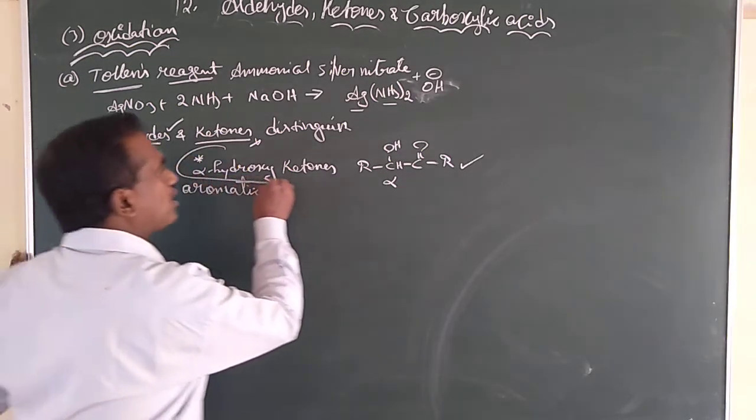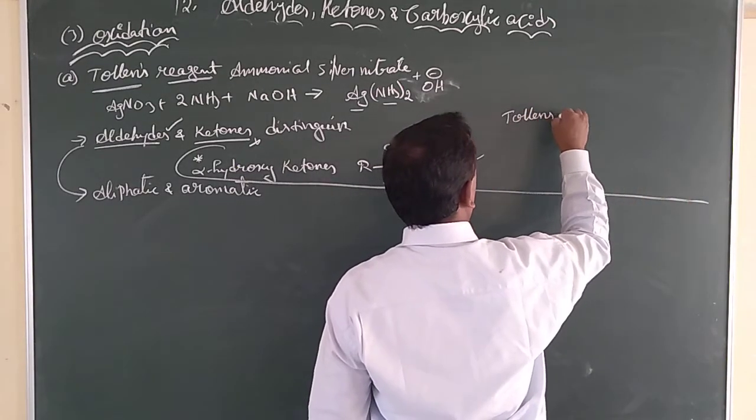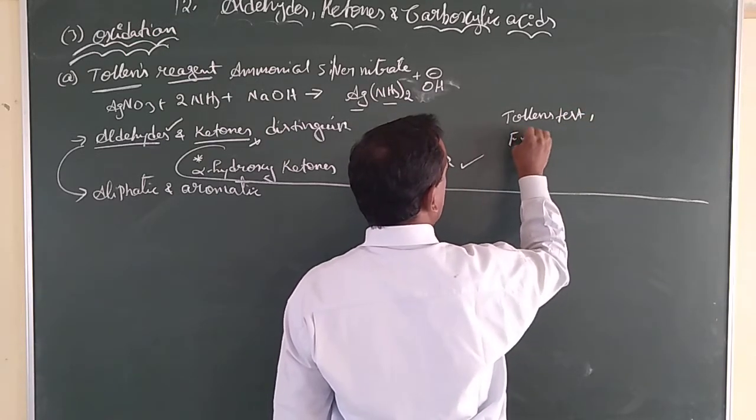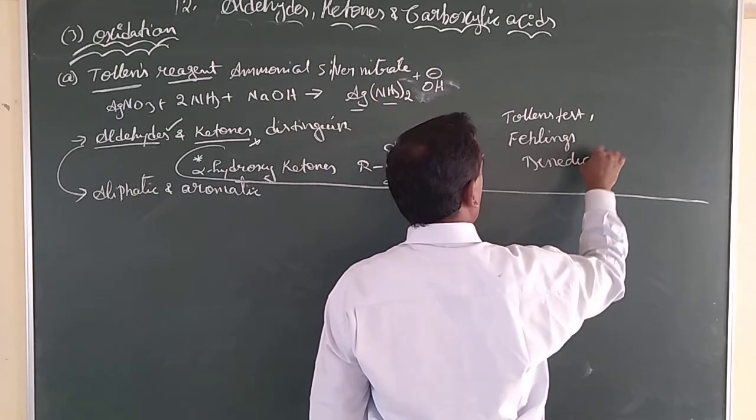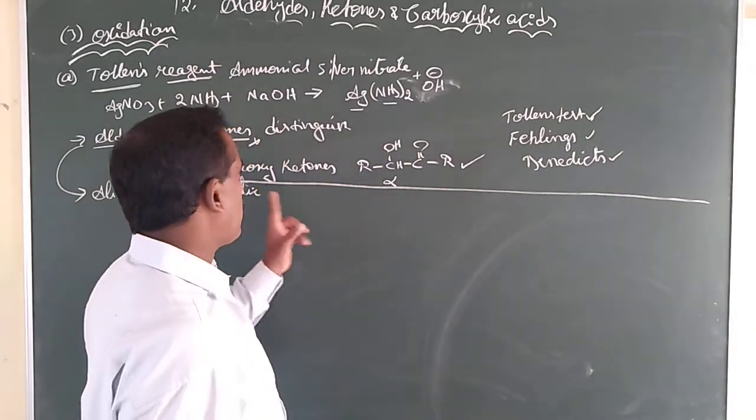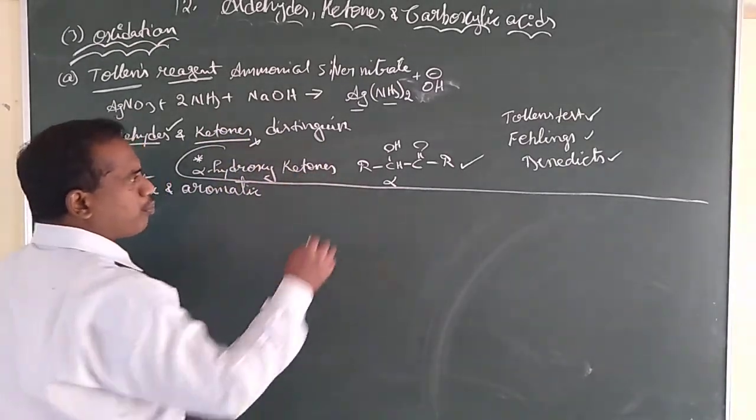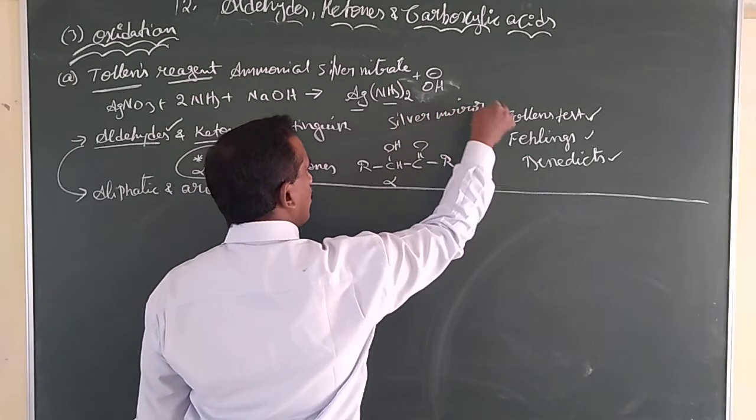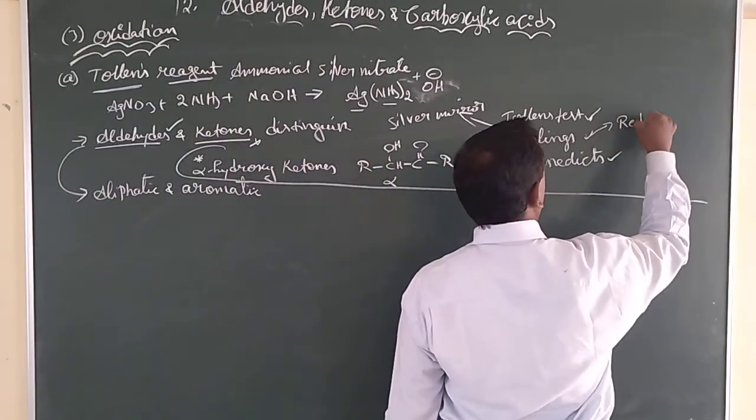See, this alpha-hydroxy ketone will respond to the Tollens test, Fehling's test, and even Benedict's test. These all will respond. Ketones generally will not respond, but alpha-hydroxy ketones will. During the Tollens test, what is the end product we have? A silver mirror will be formed. Whereas in Fehling's test, a red precipitate will be formed.